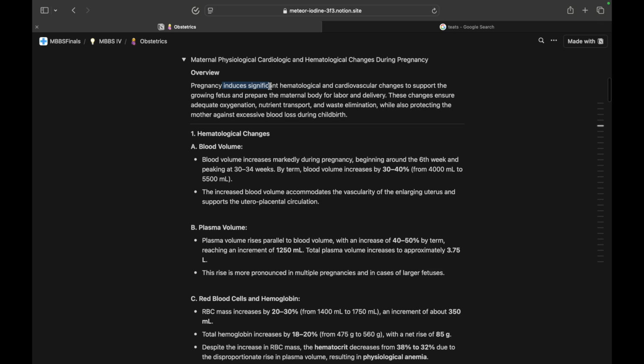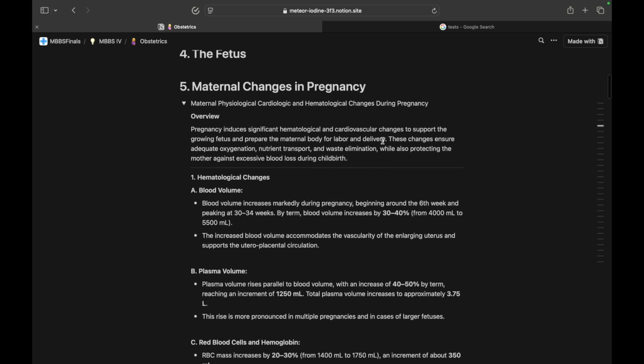Pregnancy induces significant hematological and cardiological changes to support the growing fetus and prepare the maternal body for labor and delivery. So the maternal body acts like a different thing altogether during pregnancy, and we need to make sure that it is ready. So we have different changes that take place. These changes ensure adequate oxygenation, number 1, nutrient transport, number 2, and waste elimination, number 3.